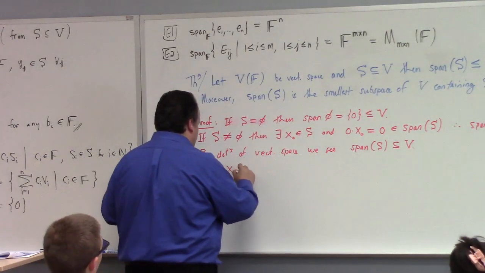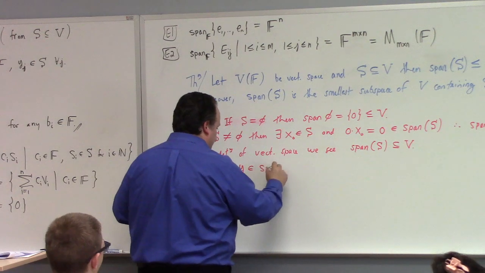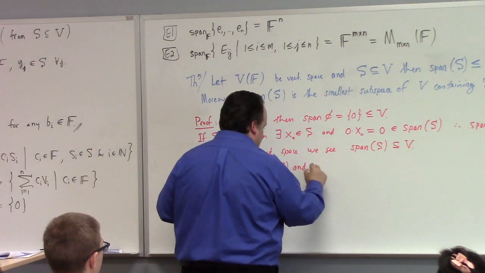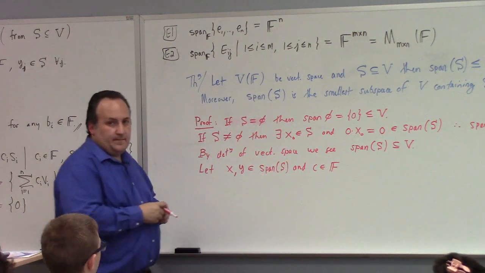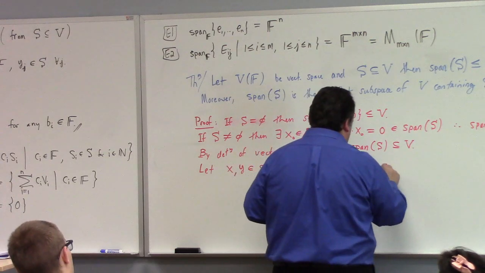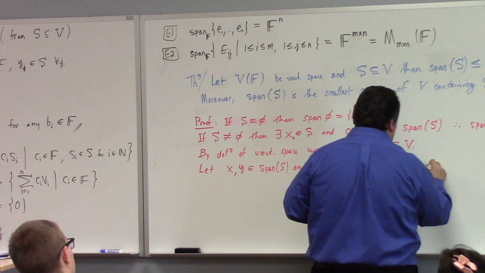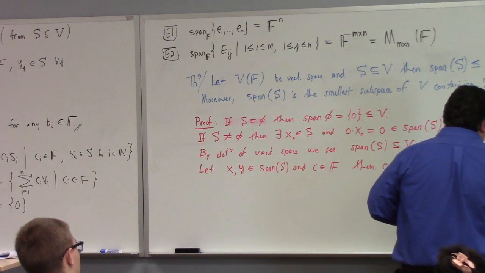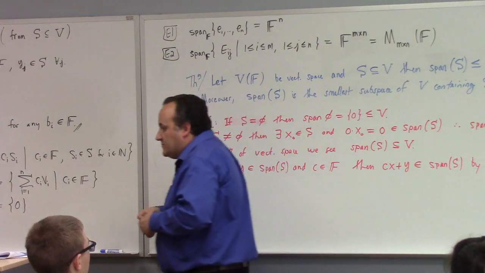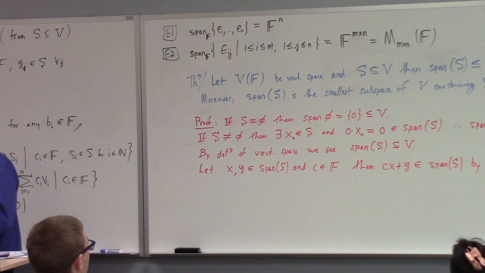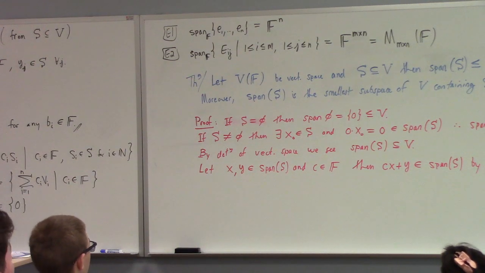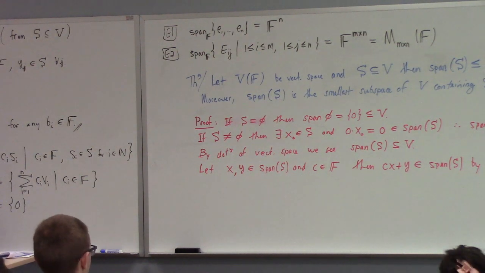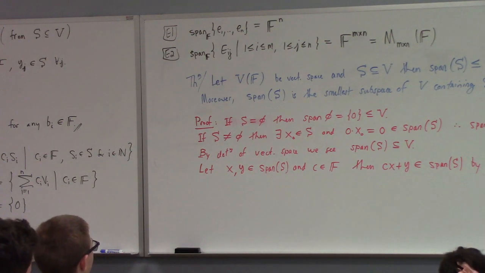So check this out. Let X and Y be elements of the span of S, and C a number in the field. Then CX plus Y is an element of the span of S by the lemma, because CX plus Y is a linear combination of linear combinations, right? X is a linear combination in S. Y is a linear combination in S. Therefore, CX plus Y is a finite linear combination of finite linear combinations. And as such, it is a finite linear combination, which means it's in the span.